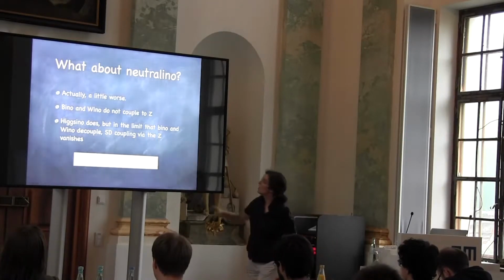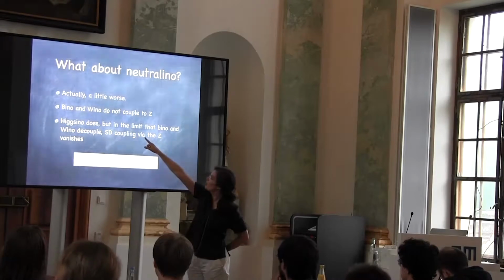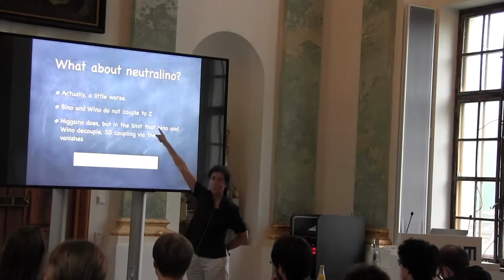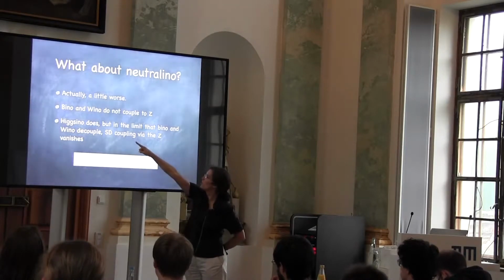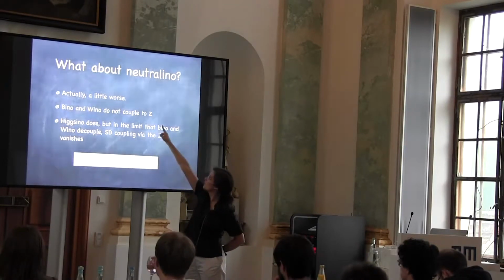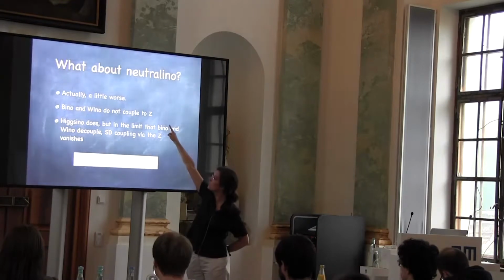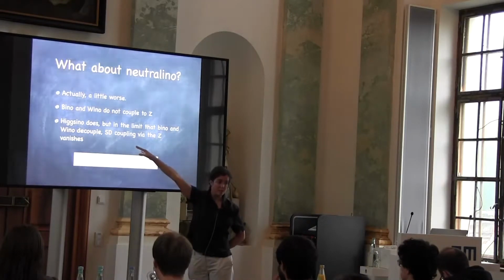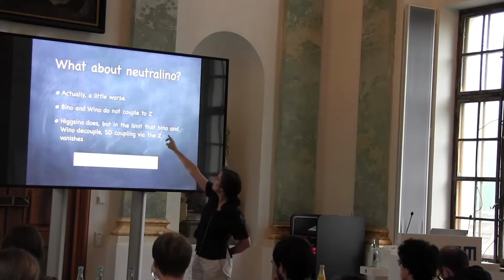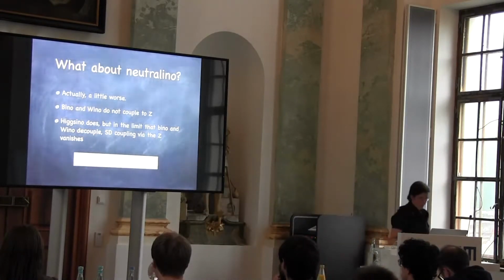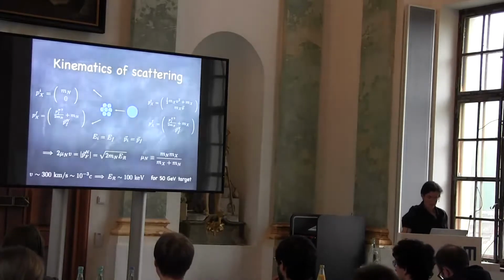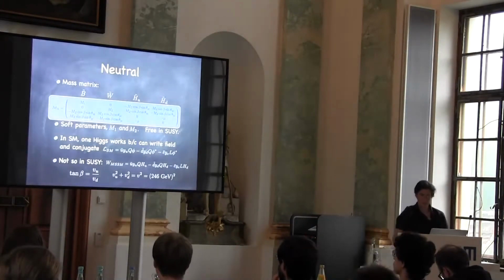Okay, so the bino and the wino, the bino is an electroweak singlet. The wino is not an electroweak singlet, but it does not couple to the Z. The higgsino does couple to the Z, but in the limit that the bino and the wino decouple, we can go back and see this in this mixing matrix that I wrote down.